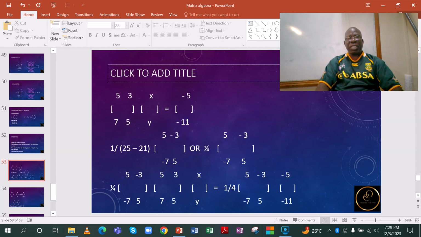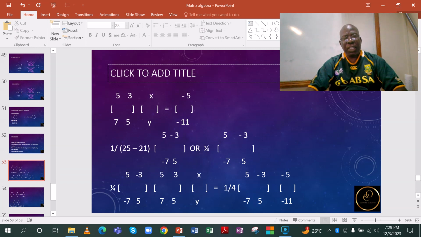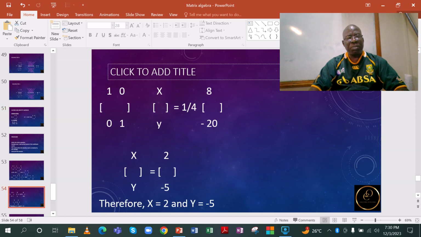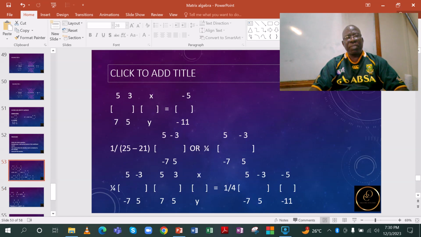In this particular case, we derive the coefficient matrix. The coefficient of x here is 5, here 7, coefficient of y here 3, here 5. So you have 5, 3, 7, 5. This is the coefficient matrix. Then the variable matrix, you have x and y, and then the solution matrix equal to negative 5, then negative 11. So this is the solution matrix.